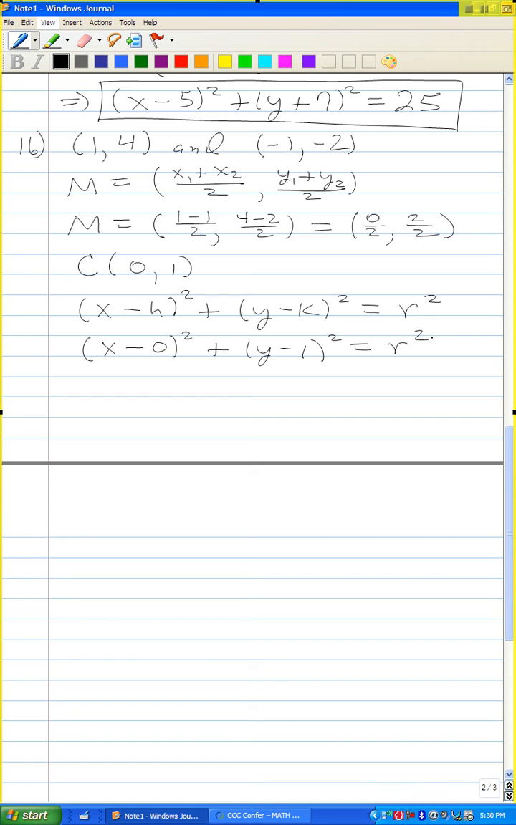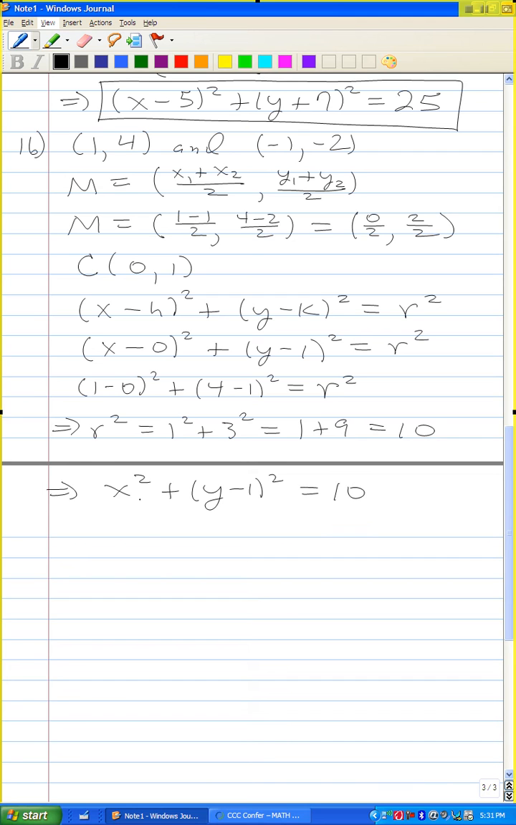Let's determine r. And so I guess I will use for x 1, for y 4, and let's determine r. So r squared equals 1 squared plus 3 squared. 1 plus 9 is 10. Therefore, the equation of my circle is x minus 0 squared. Actually, I'll just call x minus 0 x. So it's x squared plus y minus 1 squared equals r squared, 10. And that is the equation of my circle.